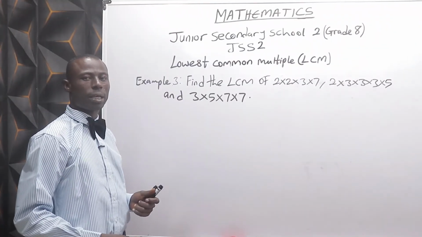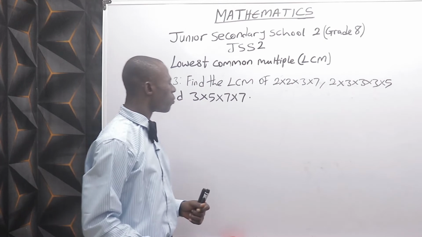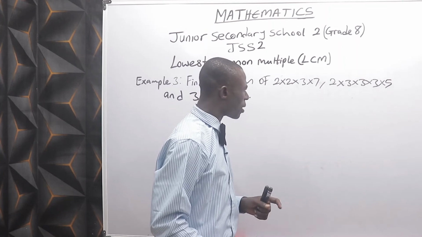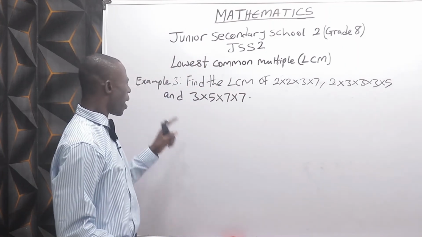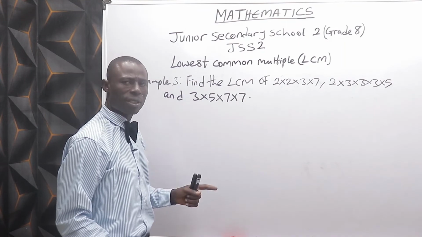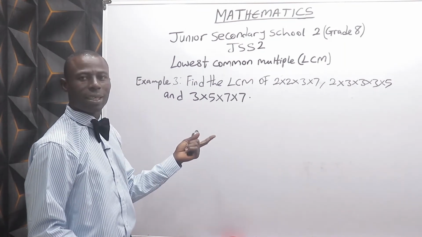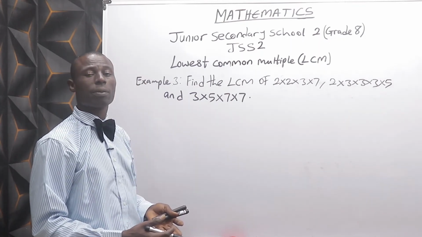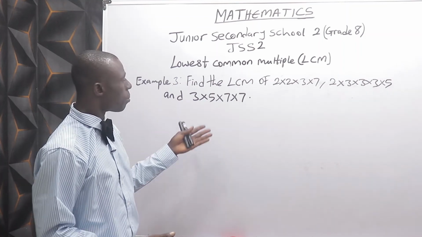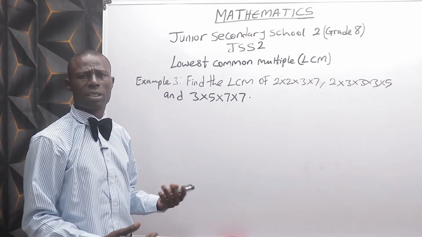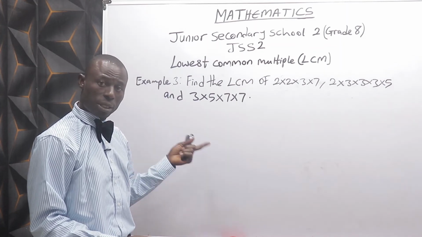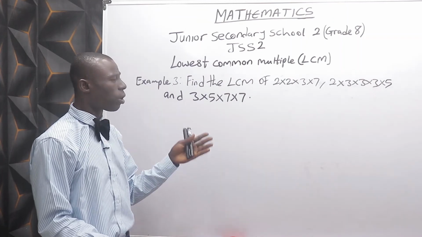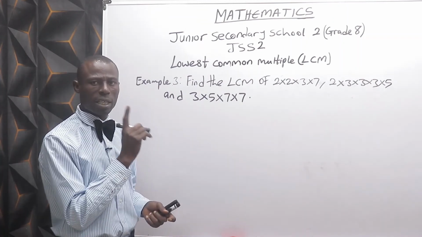Let's consider example 3. Find the LCM of 2 times 2 times 3 times 7, comma, 2 times 3 times 3 times 3 times 5, and 3 times 5 times 7 times 7. You can see this one is given to you already in product of prime factors approach. So you cannot say you want to use long division in this question, because you can see that the question is even given to you as a product of prime factors.